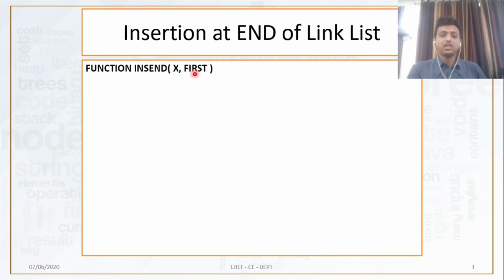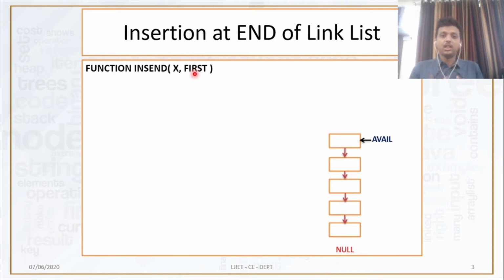Okay, so see, what is the first step? How can we get a new node from the availability stack? As we already studied in our previous algorithm, for insertion in linked list we need a node from the availability stack. If this is my availability stack, then I need to fetch a node from it, because the availability stack contains empty spaces in the memory. Got it? So see, this is my availability stack.